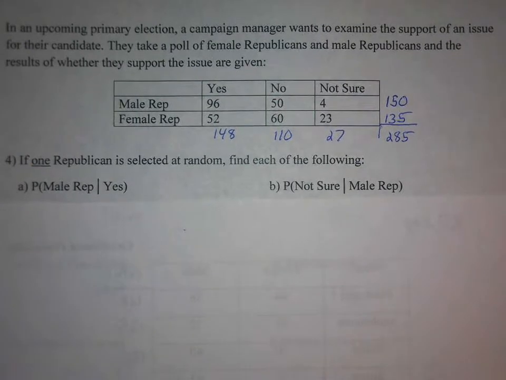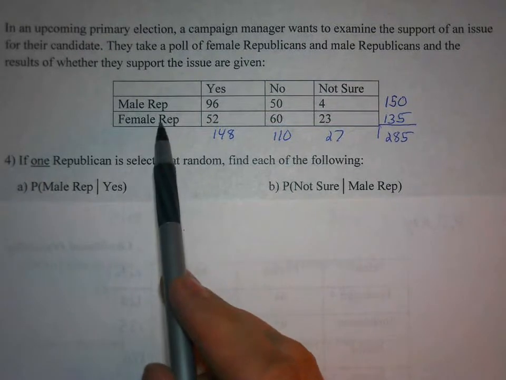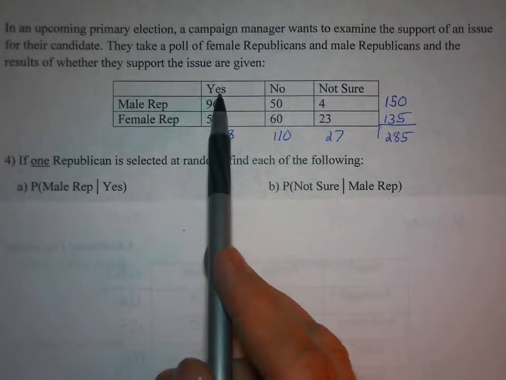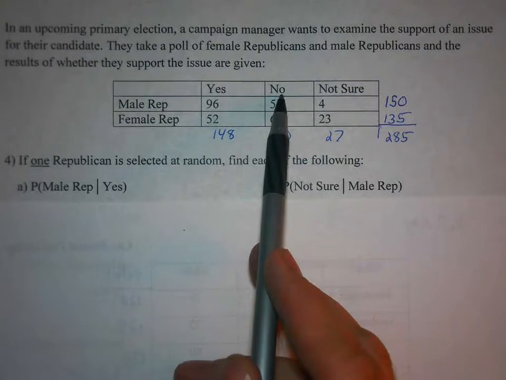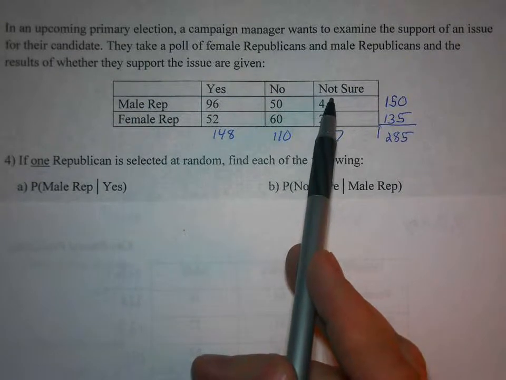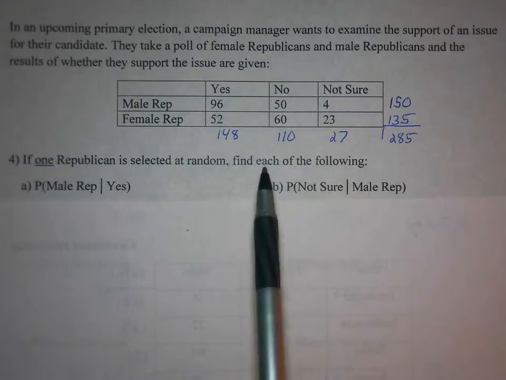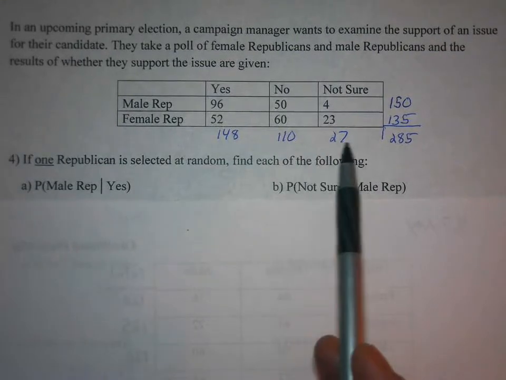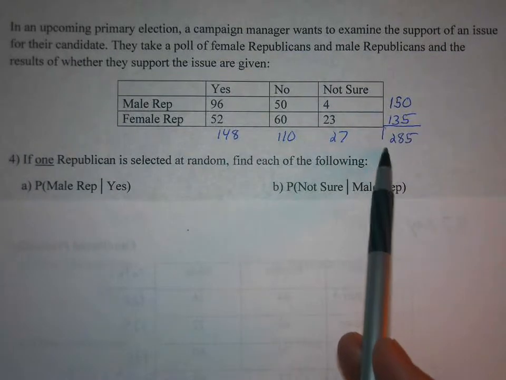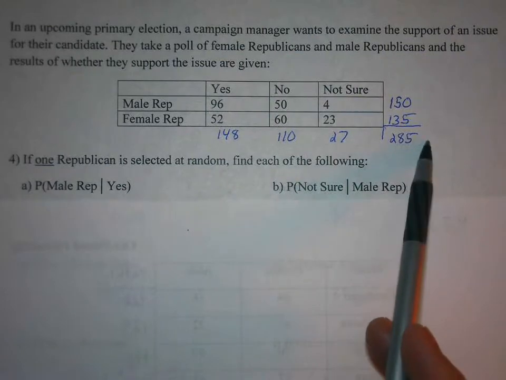in an upcoming primary election, a campaign manager wants to examine the support of an issue for their candidate. They take a poll of female Republicans and male Republicans, and the results of whether they support the issue are given. So we have male Republicans and female Republicans. Yes, they support the issue. No, they don't support the issue, or they're not sure. Again, I already did the totals for the columns and the rows, and there's a total of 285 in the survey.